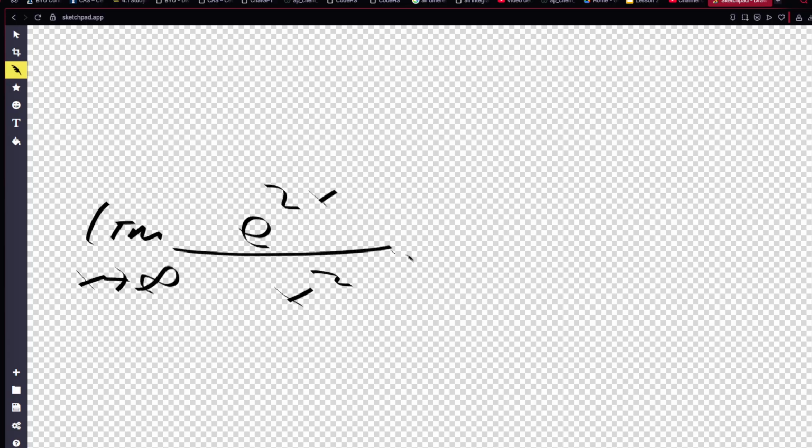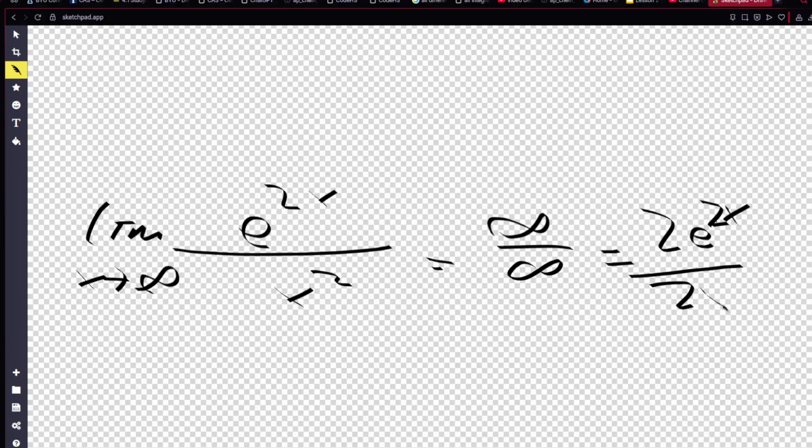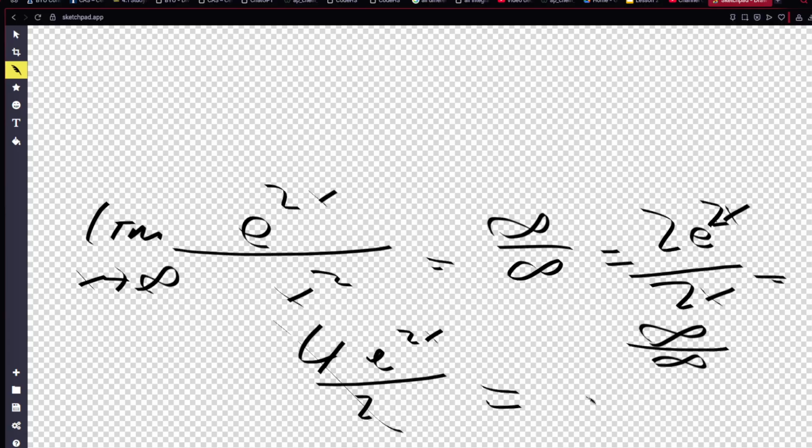I'm trying to think of a function that you can apply L'Hopital's rule to twice. Actually, let's use an exponential. Let's do e to the 2x divided by x squared, and the limit as x approaches infinity. That's just infinity over infinity, so we can differentiate both sides. Let's apply the chain rule there, and we still get infinity over infinity, and then we differentiate one more time to get 4e to the 2x divided by 2. Cross those out, and we get 2e to the 2 infinity, which is still equal to infinity. So the limit is infinity.